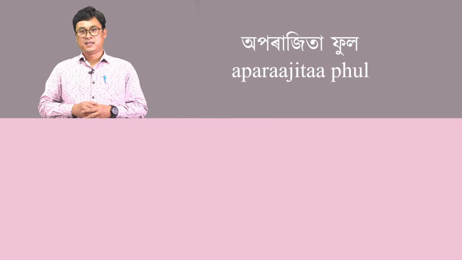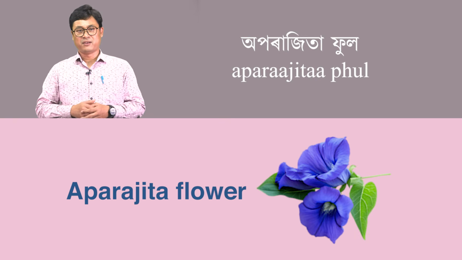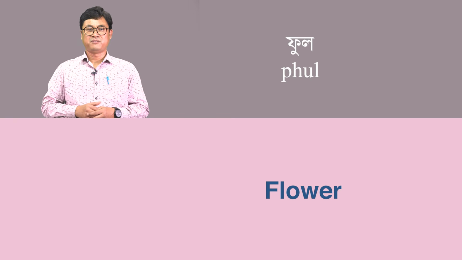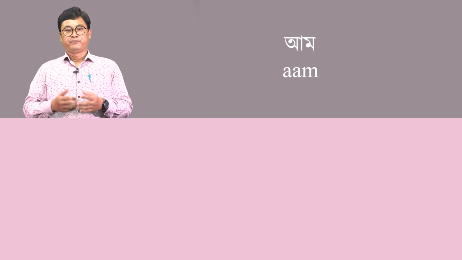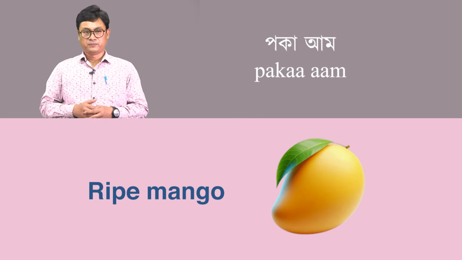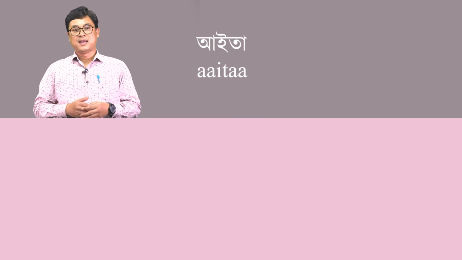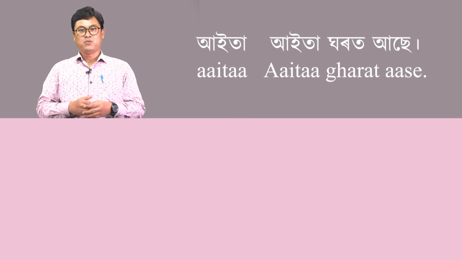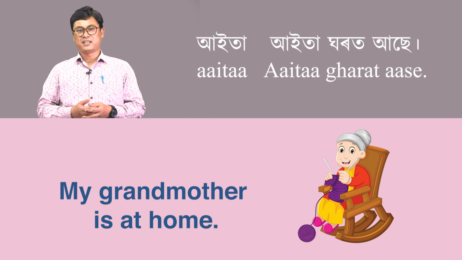Now let us frame simple phrases and sentences using one word consisting of each of the Assamese vowel letters. Let us take the word oporajita with the letter O. Oporajita full, which means oporajita flower. Here, full means flower. Am, poka am, that means ripe mango. Aita, aita ghorot ase, which means my grandmother is at home.